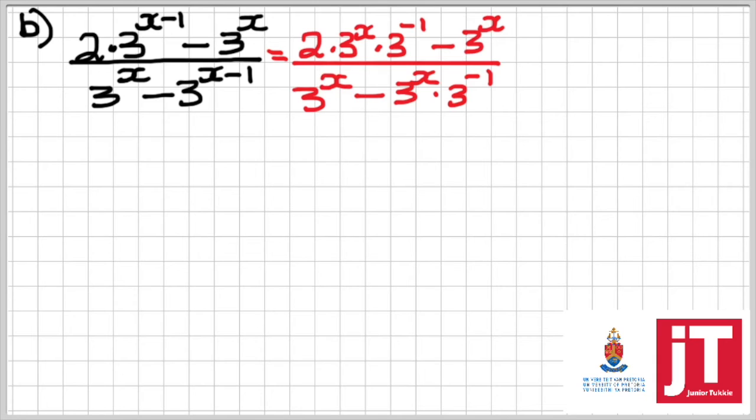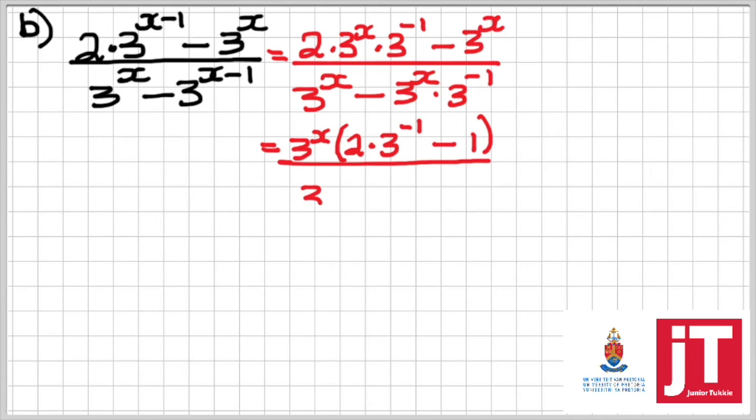Thereafter, in the numerator and the denominator in both cases, the common factor is 3 to the power x. So if I take out 3 to the power x in the numerator and denominator, I'm going to have 3 to the power x, open bracket, 2 times 3 to the power negative 1 minus 1 in the numerator. And in my denominator, I'm going to have 3 to the power x, open bracket, 1 minus 3 to the power negative 1. Similarly, the 3 to the power x, both numerator and denominator will cancel out each other.